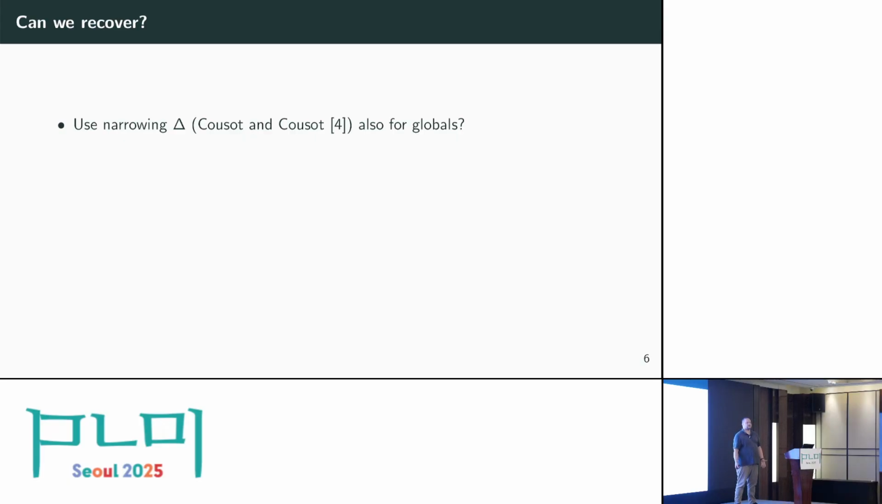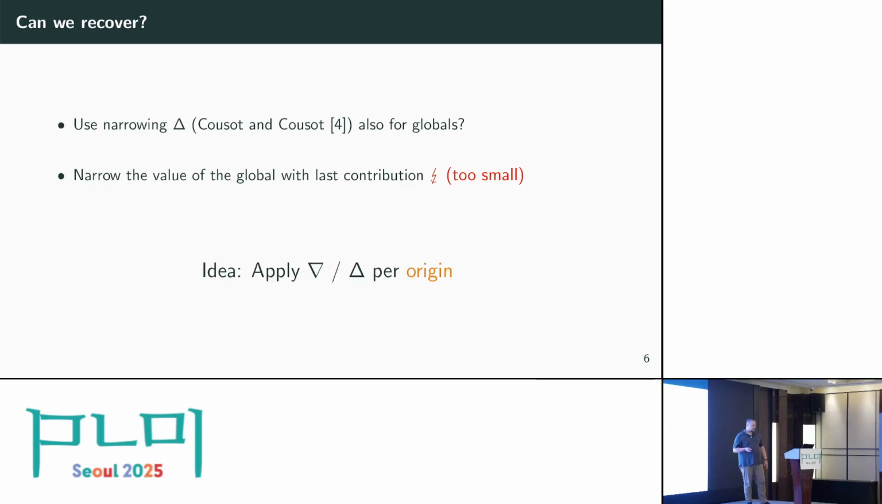It was even Cousot and Cousot who proposed that if you do widening, then you maybe also need to do narrowing to go back down with the values. So one naive idea might be to say, okay, I just apply narrowing, and I narrow the value of the global with whatever was the last contribution. However, it turns out that you cannot do this, because this value will actually be too small. So we need a better idea to apply widening and narrowing for these globals. And the idea later will be to do this per origin, where the contributions come from.